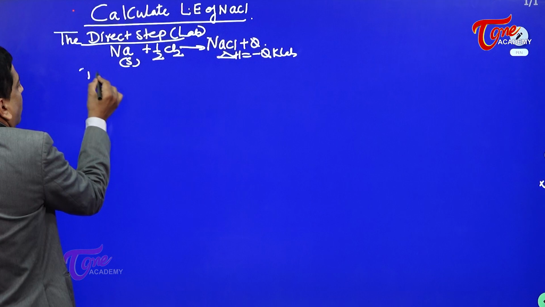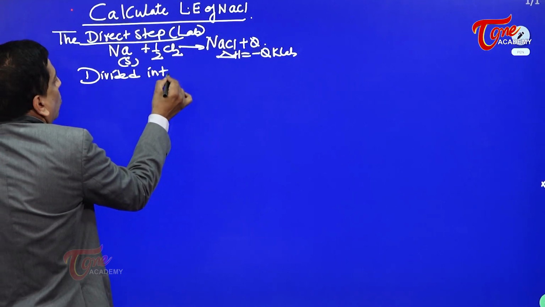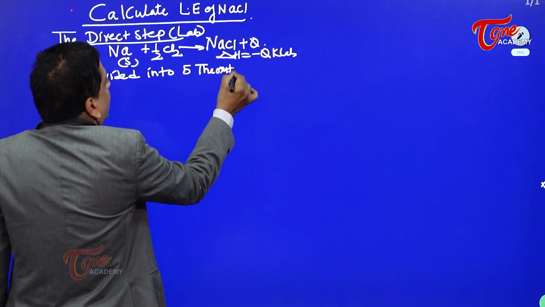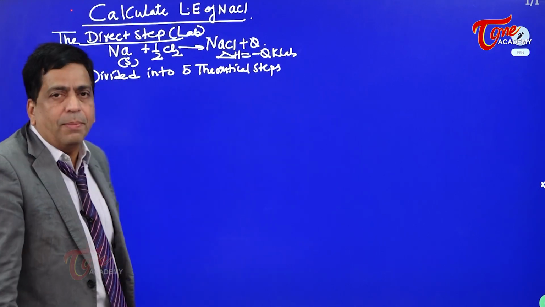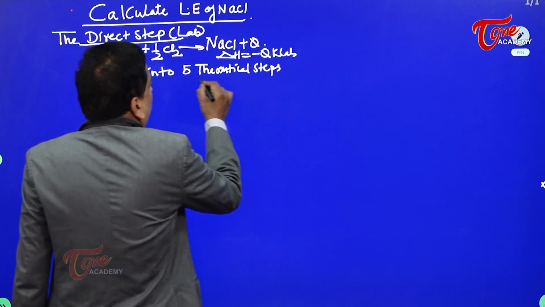And what we have done, this direct step is divided into 5 theoretical steps. I wanted to write it very quickly. Then we can understand what to do next.